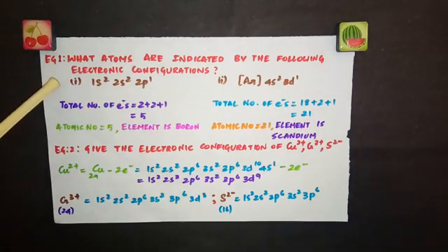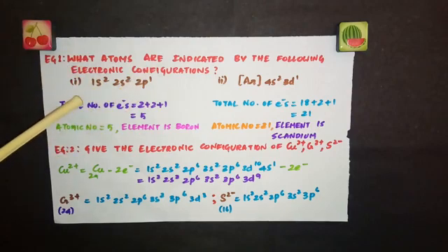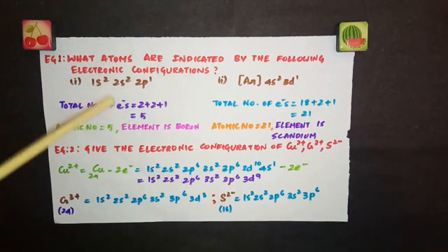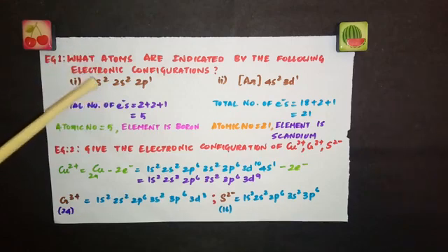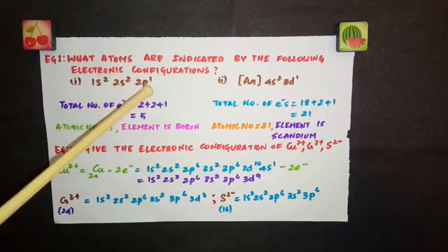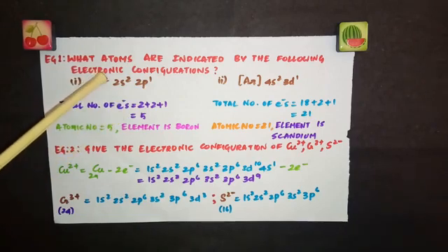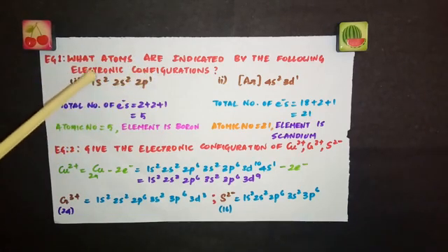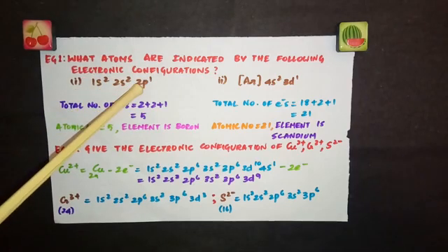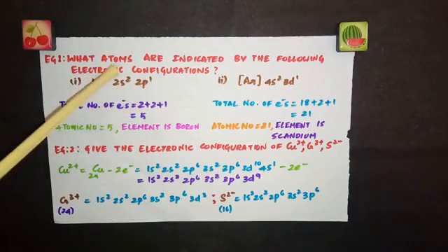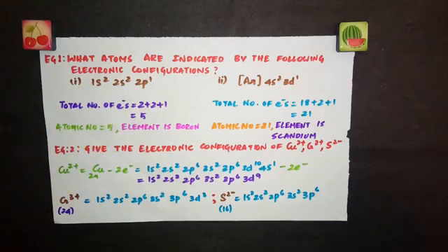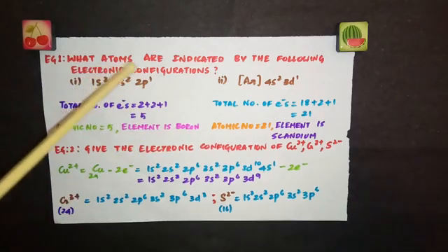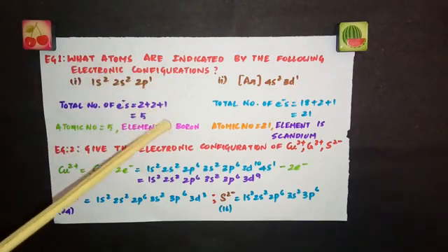What atoms are indicated by the following electronic configurations? They have given you the electronic configuration and they're asking you which element's atom is that. See, 1s2, 2s2, 2p1. So how many electrons are there? 2 plus 2 plus 1. This number represents the number of electrons and this number represents the energy level. So totally 5 electrons. So for which element is the atomic number 5? Boron. So the element represented by this configuration is boron.